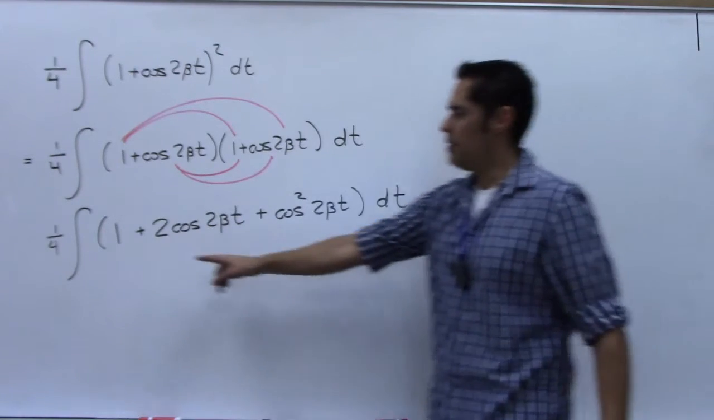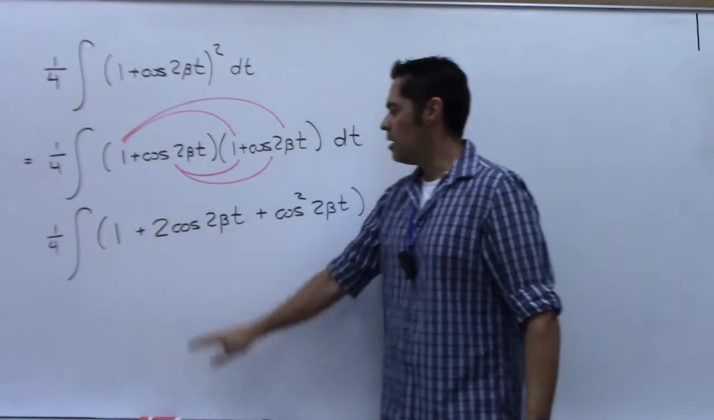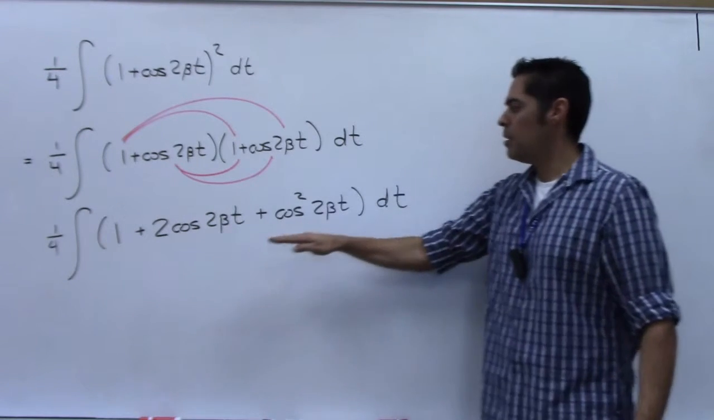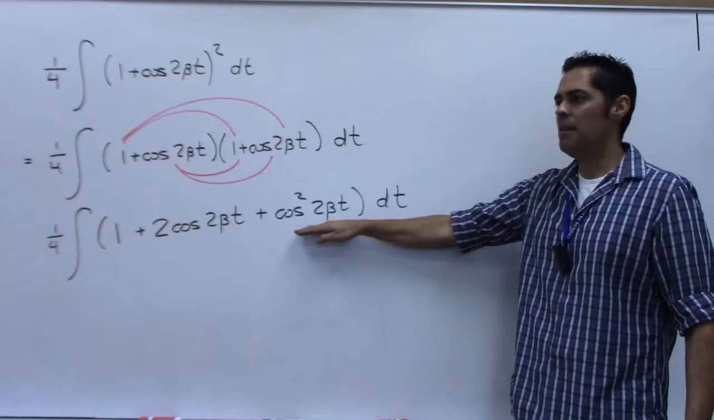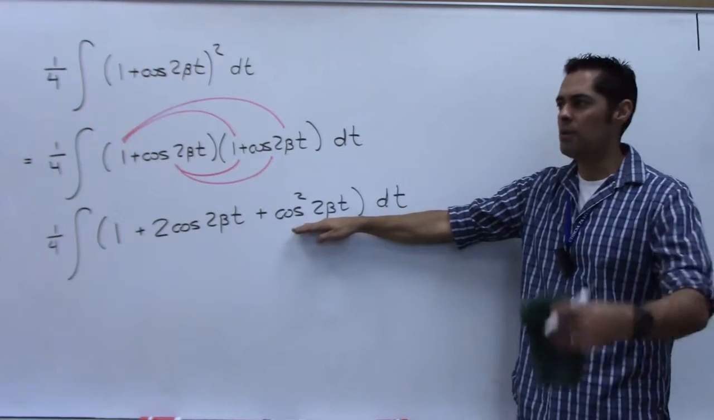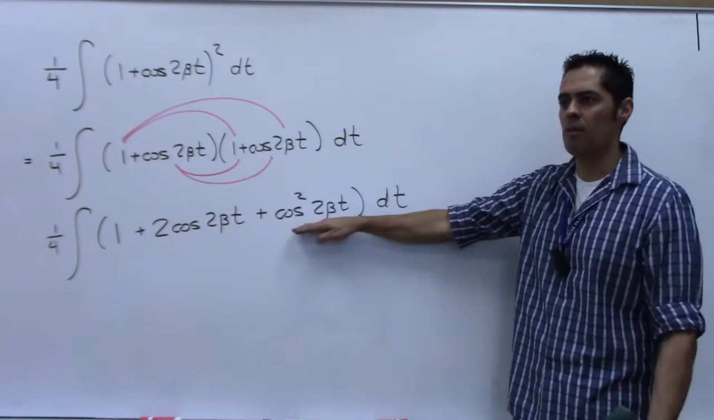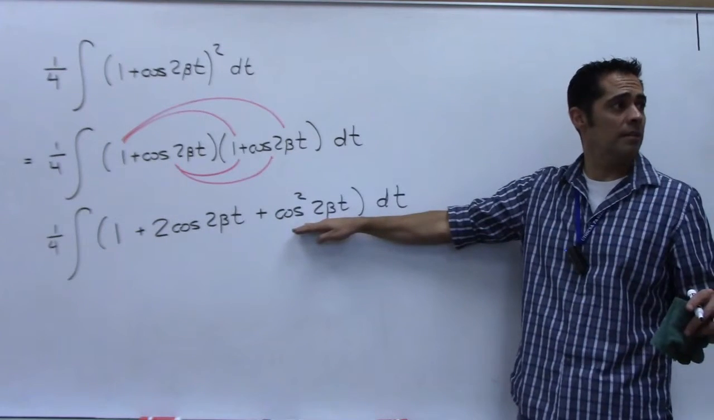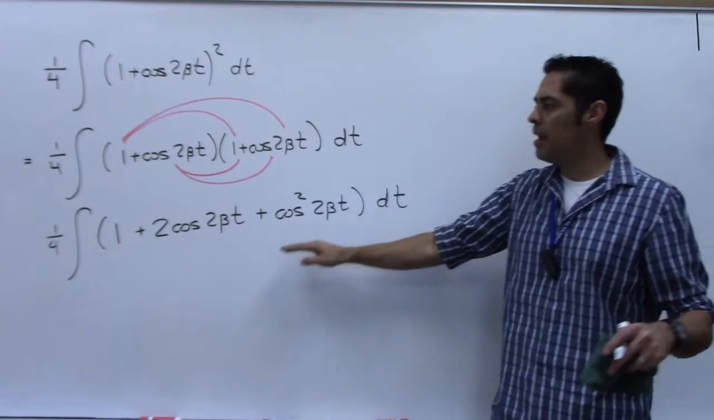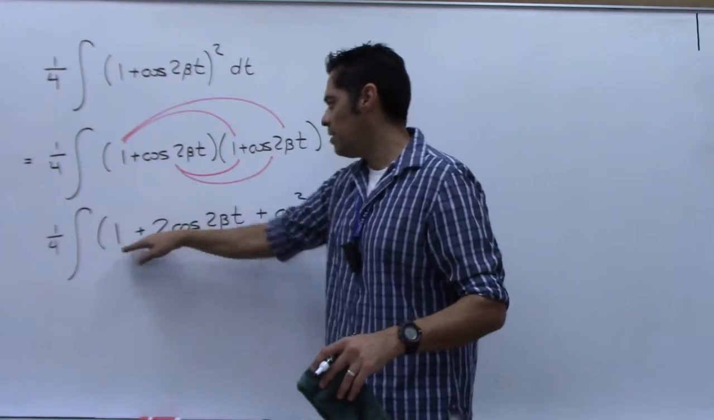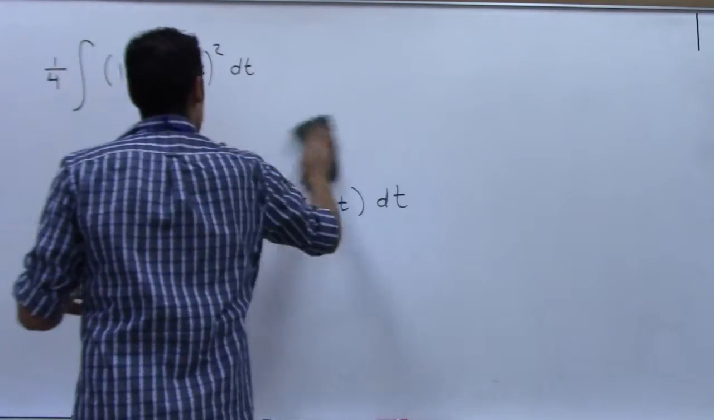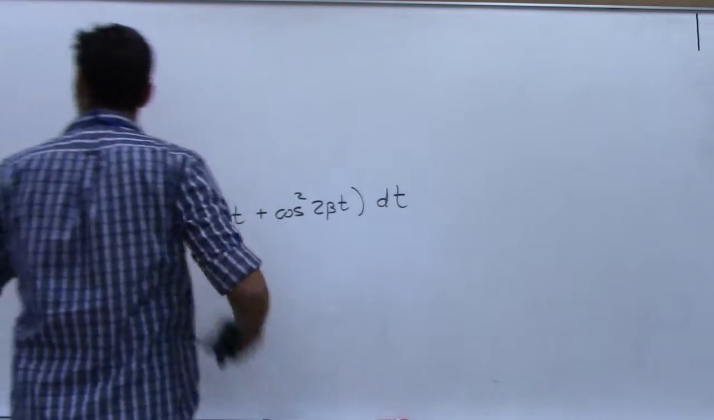Can you integrate this? Yes. Can you integrate this? Yeah. Can you integrate this? Not yet. What am I going to have to do to integrate this? Use the power reducing formula again to bring that power down, just like the previous example, right? So I'm going to take care of these two right now. I'm going to take their antiderivatives. And on this one, I'm going to say I'm not able to do it yet. So watch. I have the 1/4 out front.